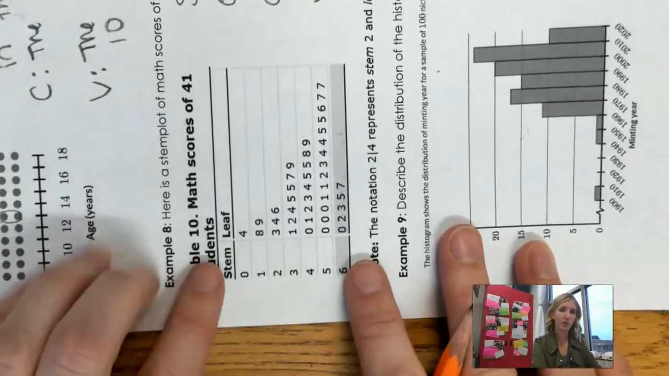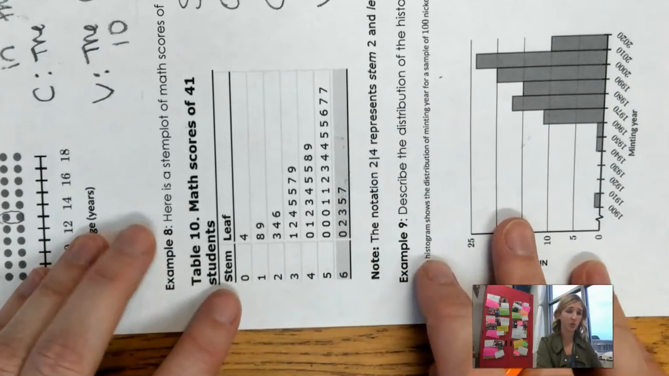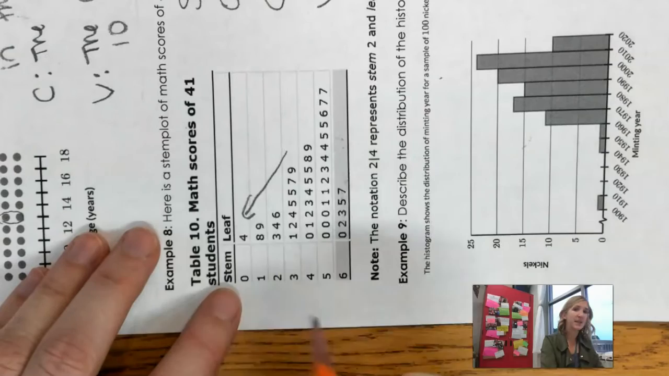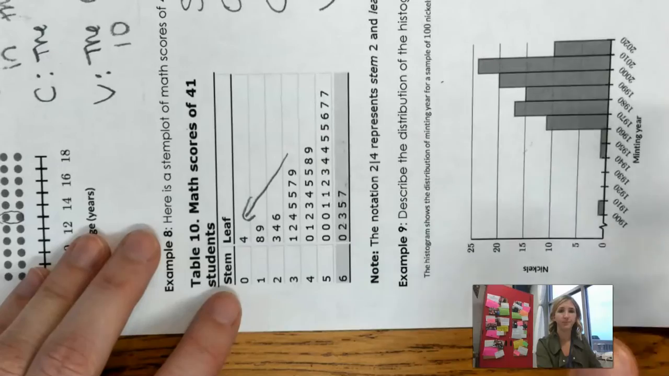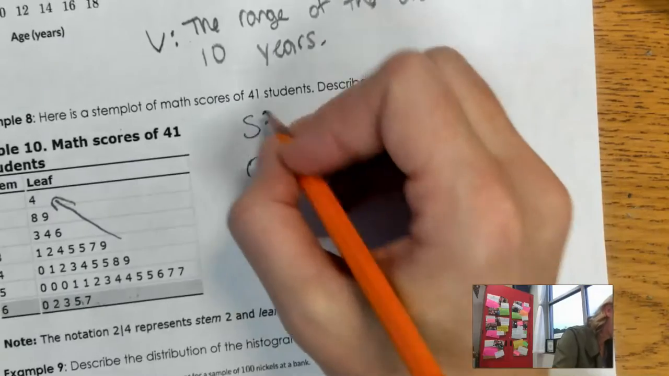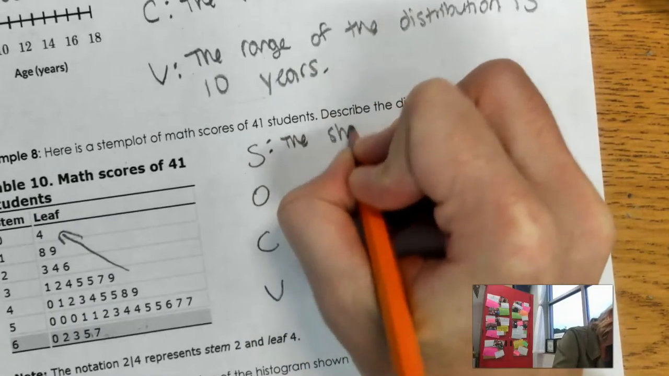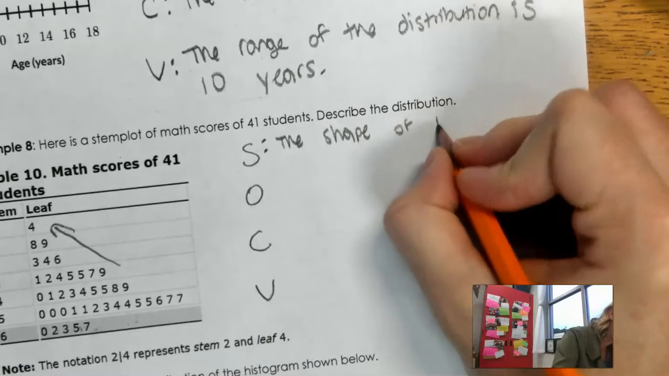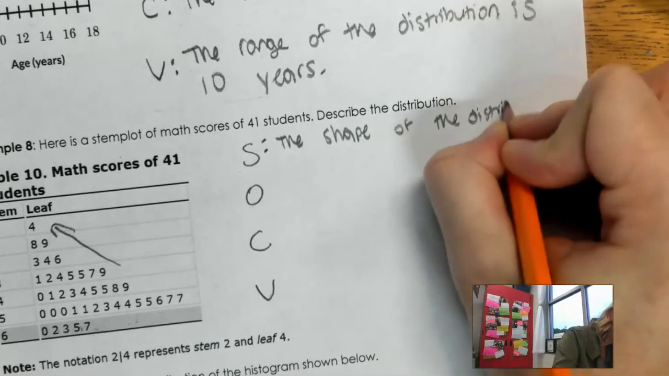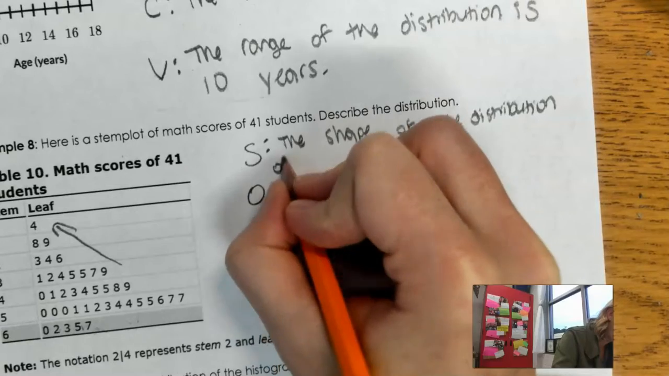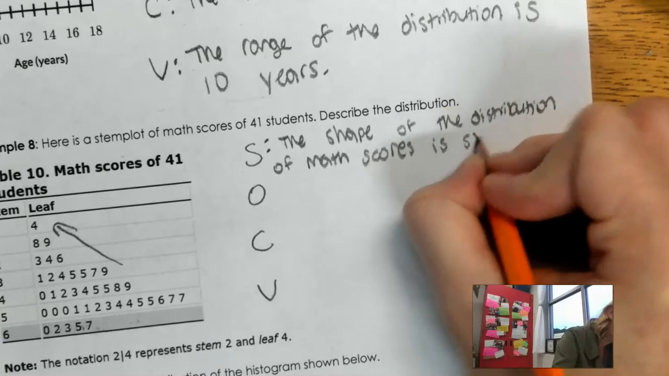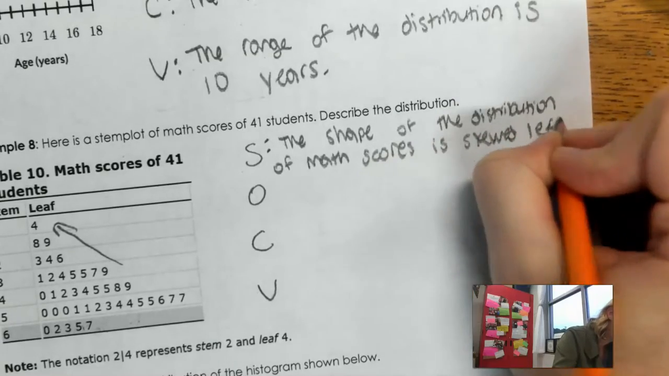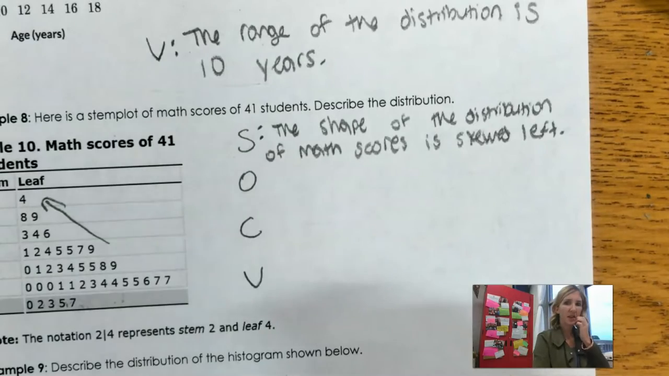So you can see I have 1 through 6, and you can see there's an obvious skew. My tail is this direction where it goes down. So do you think this is skewed left or skewed right? All right, I hope you said skewed left. So I'm going to say the shape of the distribution of math scores is skewed left.